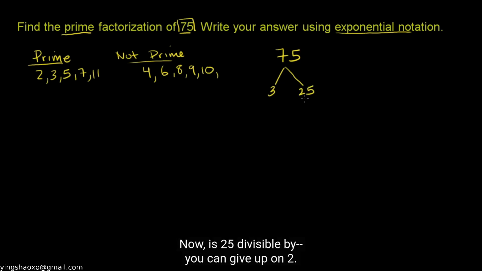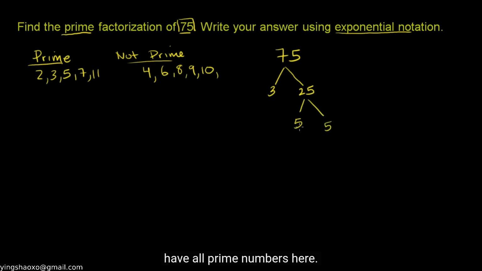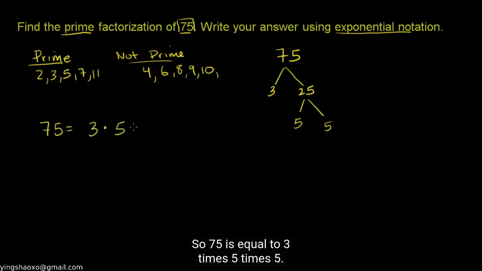Now, is 25 divisible by, you can give up on 2. If 75 wasn't divisible by 2, 25 is not going to be divisible by 2 either. But maybe 25 is divisible by 3 again. So if you take the digits 2 plus 5, you get 7. 7 is not divisible by 3, so 25 will not be divisible by 3. So we keep moving up. 5. Is 25 divisible by 5? Well, sure. It's 5 times 5. 25 is 5 times 5. And we're done with our prime factorization because now we have all prime numbers here. So we can write 75 is 3 times 5 times 5.